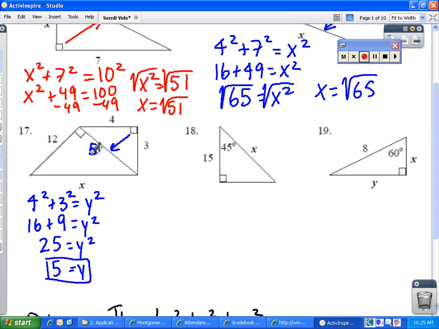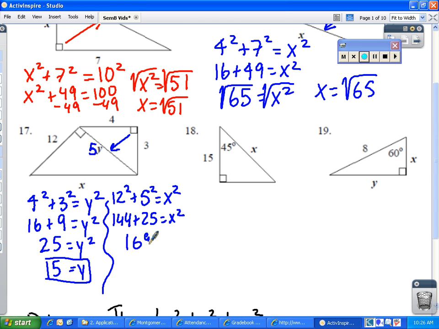All right, moving on. Now that I know that side, now that all of a sudden this big triangle here, I know what one of the sides is, and now I have two sides, so I can use the Pythagorean theorem on that. The legs are now 12 and 5, so I'm going to square them, equals x squared. 12 squared is 144. 5 squared is 25. X squared. If I add 144 and 25, I get 169. And the square root of 169 is actually 13. So that has solved x and y.